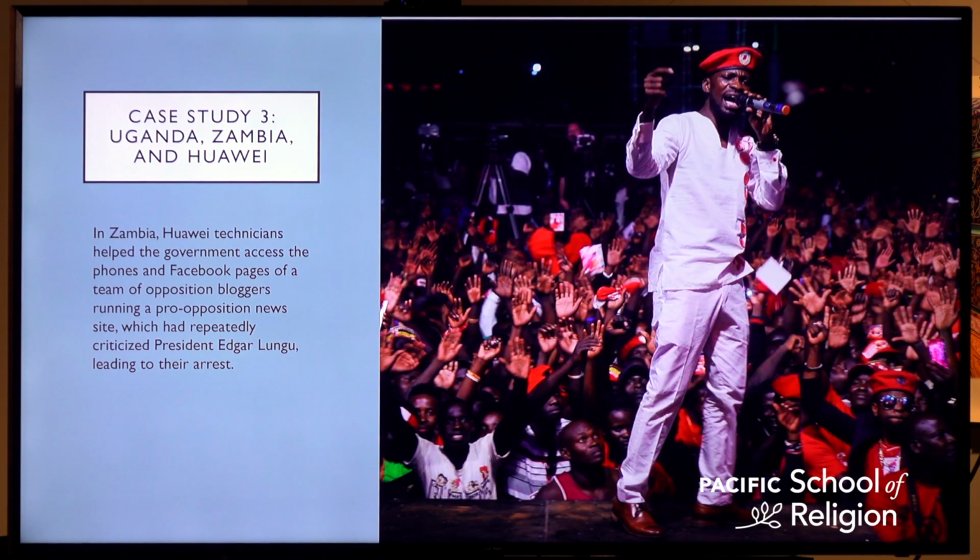In Zambia, similarly, Huawei technicians helped the government access phones and Facebook pages of a team of opposition bloggers running a pro-opposition news website which had repeatedly criticized the Zambian president. And that actually ended in their arrest. So again, mining private citizen data and information because they own the infrastructure. And in doing so, they're similar to the smart cities narrative, shifting the balance of power, right?